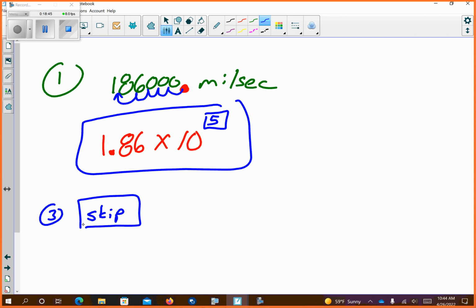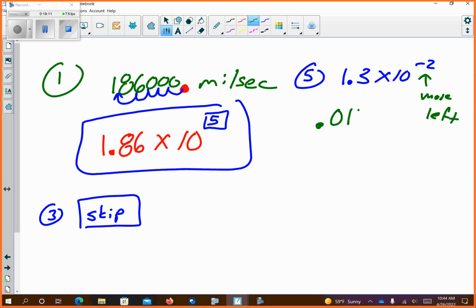All right. So now we want to write each of these in true decimal form. Oops, number 5, sorry. Number 5 is 1.3 times 10 to the negative 2. So this means I need to move the decimal left. I have 1, 2, done. If I move this left, I make sure I put a 0 in.